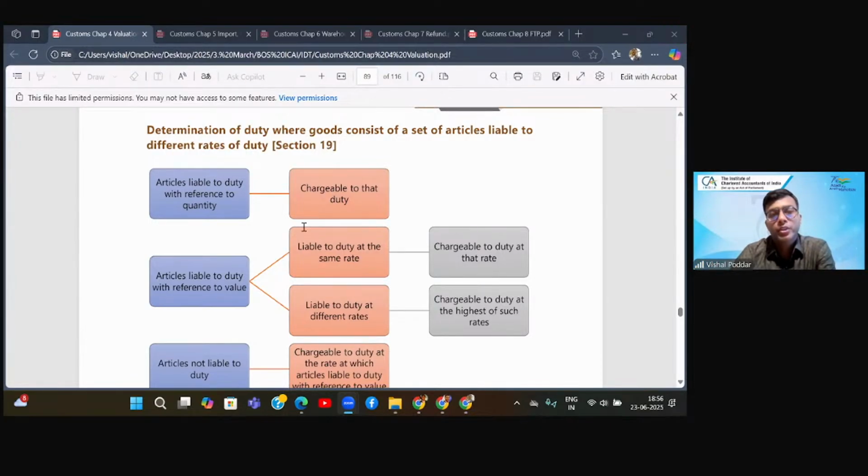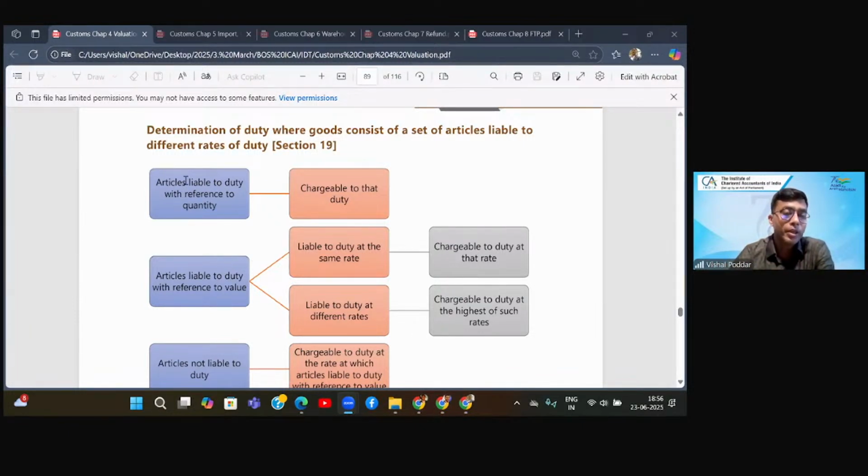Here we have section 19, which says that where you are importing a set of articles. Again, what is a set? Set means two or three things are combined into one. So two or three things are made into one combo pack, a set of articles. If you import any such thing, then how do you do the valuation? So what is the first possibility given?